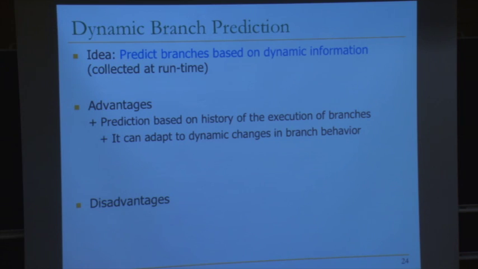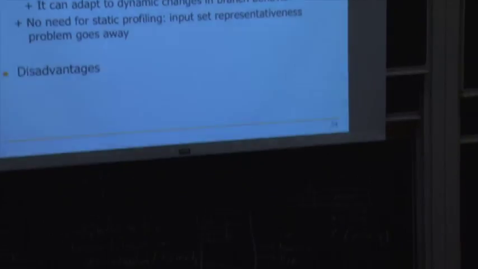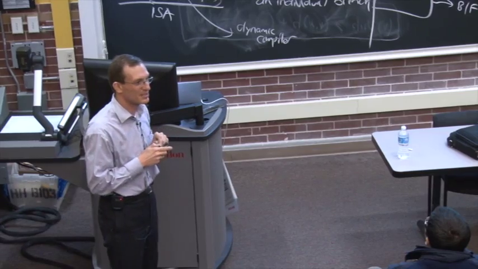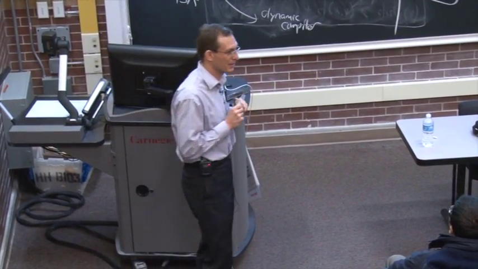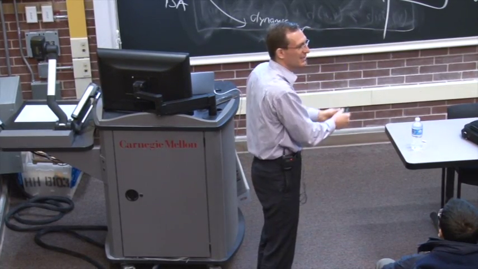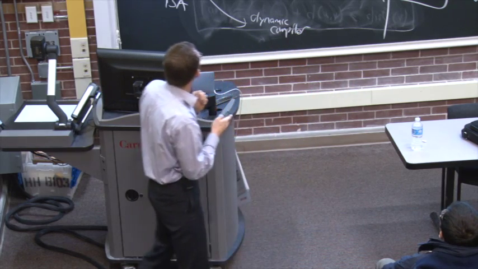Which means that now you can adapt to the dynamic changes based on branch behavior. Well, obviously, you don't need static profiling anymore. Input set representativeness problem goes away. Right? That's always the case when you put something into hardware and it adapts to dynamic behavior. So this is a general advantage. Now, this advantage is more complex. As we will see, this requires additional hardware. Because now you really need that direction predictor sitting with some table detecting the history of a branch.